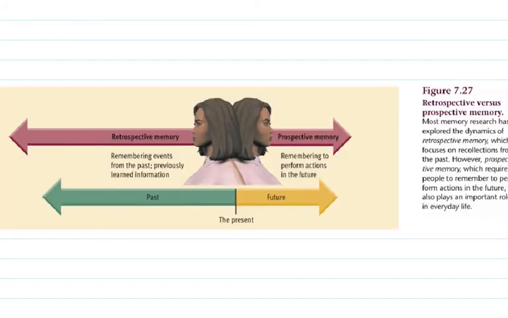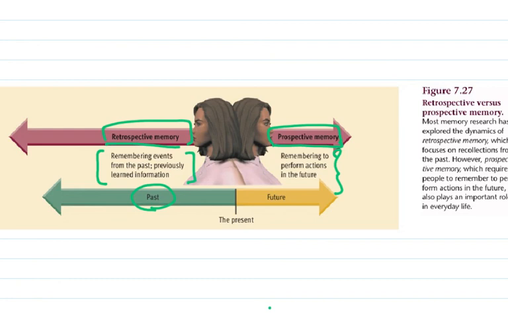Then there is this further distinction between retrospective versus prospective memory. Now, these are also two different memory systems. One of these, retrospective, has to do with events in the past, that you remember events from the past, or you remember information that you've learned in the past. Whereas prospective memory has to do with the future, that you remember to perform certain actions in the future. For example, if you want to buy something for someone's birthday, that is something you intend to do in the future, and you remember to do it. So that is part of your prospective memory.